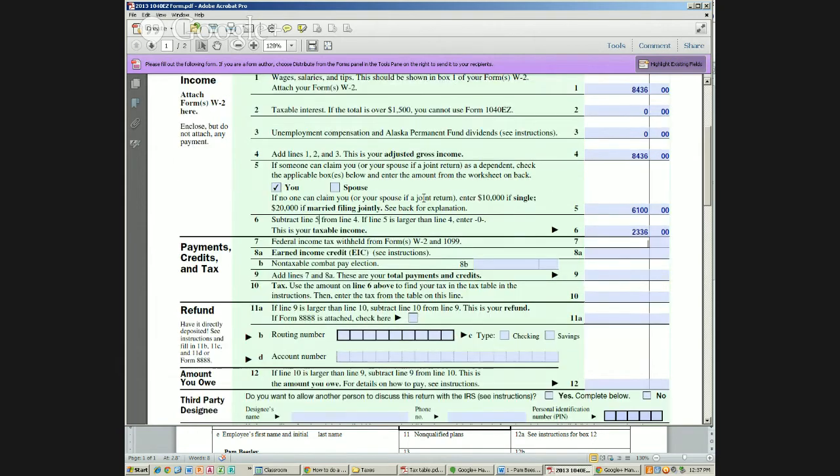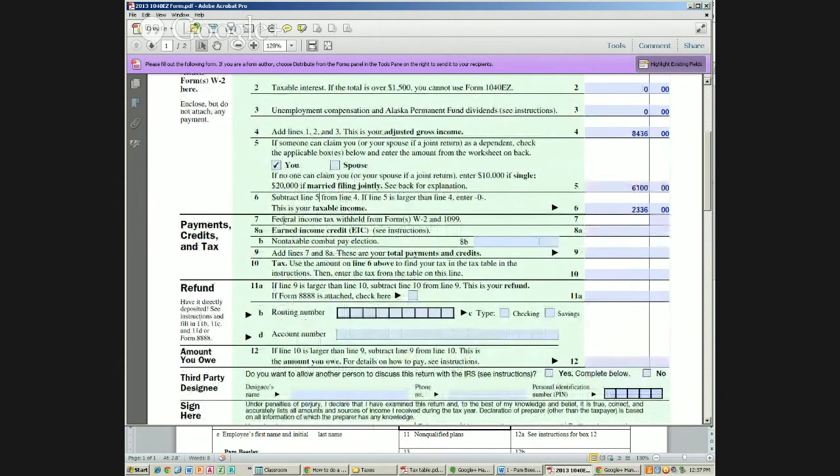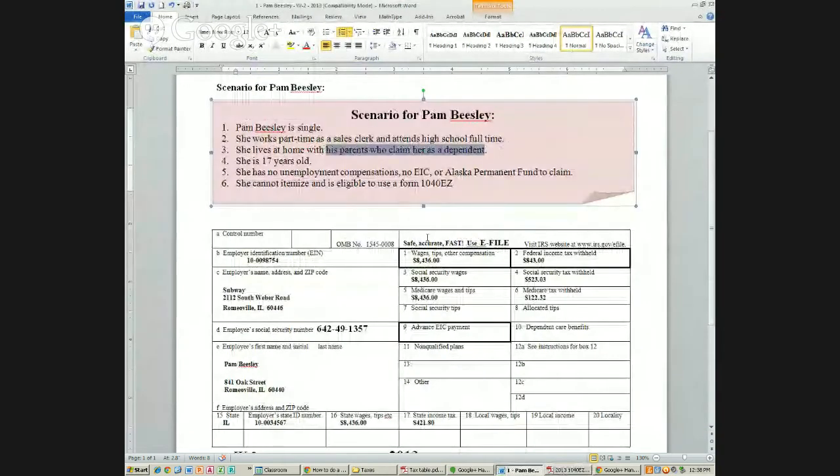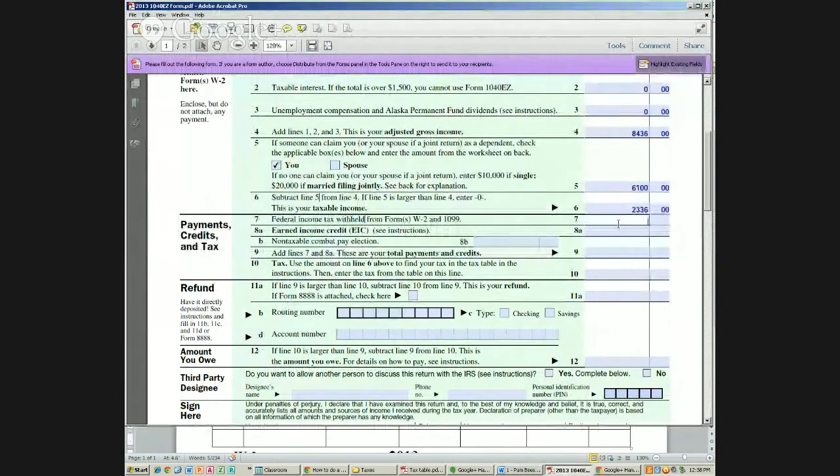All right, here we go. Federal income tax withheld from W-2 and 1099. So we need to go back to our W-2 now and see what our government has withheld from us. So going back to Pam, look at that, box 2, federal income tax withheld. What does that say? 843, write it in. That was line 7, yep.